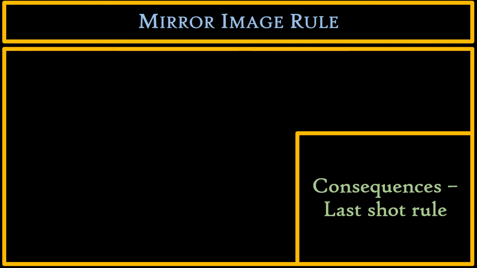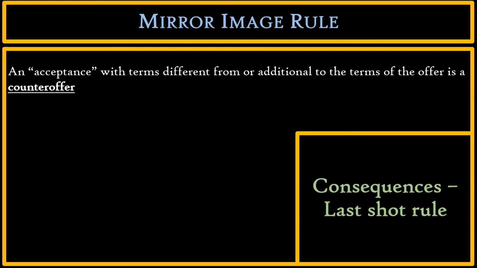All right, so we've discussed the mirror image rule. Let's talk about the consequences of the mirror image rule. Let's talk about the last shot rule. So we know that the acceptance will not operate as an acceptance if it has terms that are different from or additional to the terms of the offer. It will operate as a counteroffer. That's the mirror image rule.